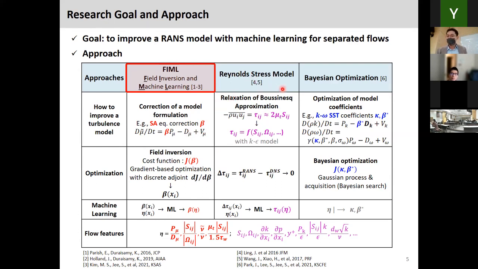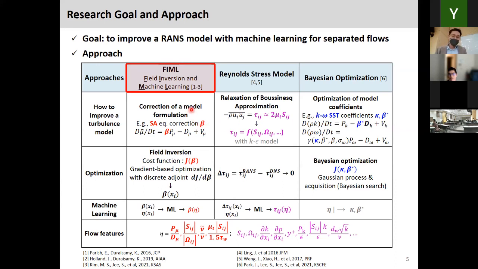The second one is the Reynolds stress model. There we would like to avoid the Boussinesq approximation and try to get a better representation of the Reynolds stress with mean flow variables. The third one is Bayesian optimization. There we can optimize turbulence model coefficients. Here I have an example for k-omega SST. There are about 15 model coefficients, and we can have an optimized way to calibrate these model coefficients for certain flow problems.